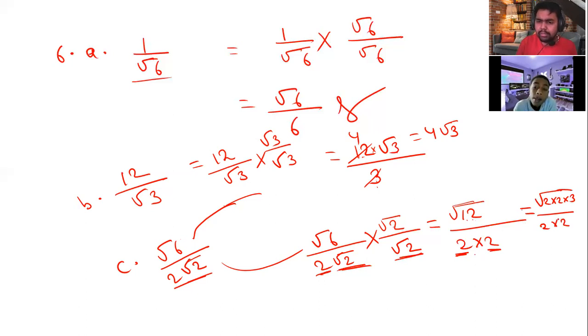Can I break 12? And can I also bring this 2 out? So can I also write 2 root 3? And can I also write 2 times 2 like this? And can I also now cancel these 2 and 2 together? Can we cancel or not? My final answer would be root 3 over 2. This is my final answer.